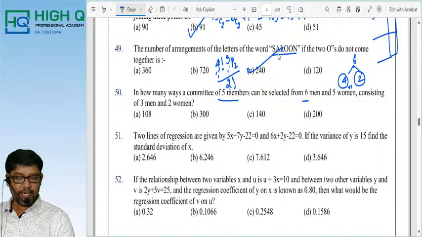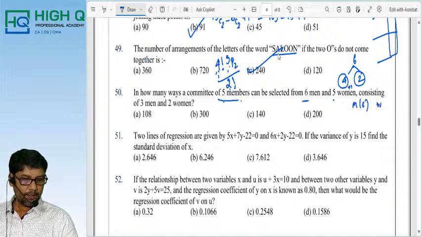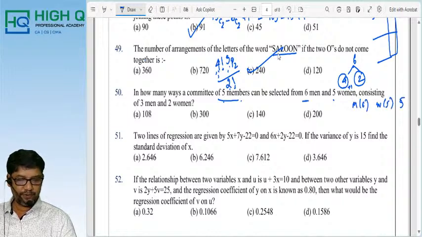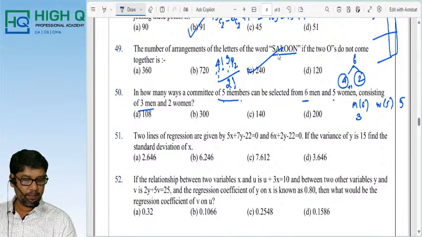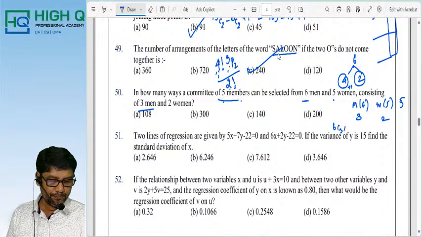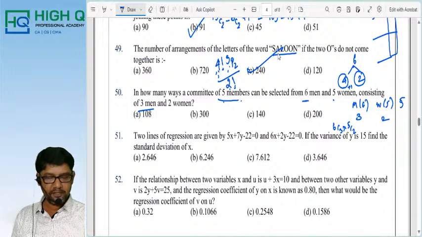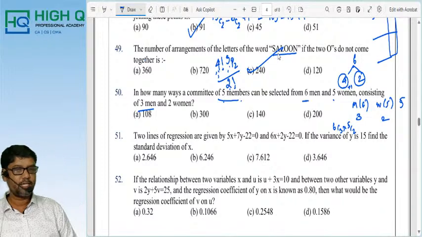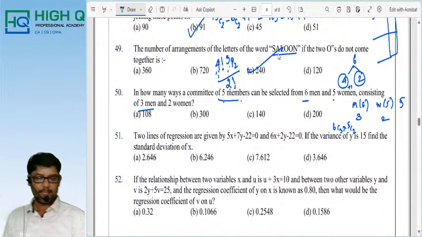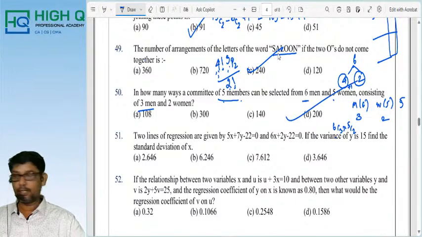Next. In how many ways can a committee of 5 members be selected from 6 men and 5 women? So there are 6 men, 5 women and a committee of 5. And it should have 3 men and 2 women. So tell me what will come? 6C3 into 5C2. This is the answer. Am I right? Okay. No answer is coming from your side. That's what I got confused. What is 6C3? 20 into 10. I am getting 200.